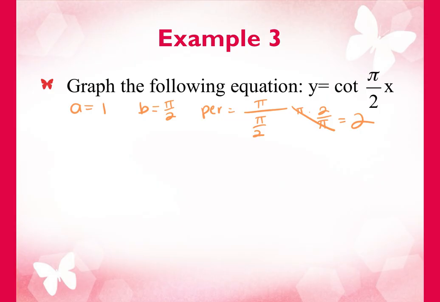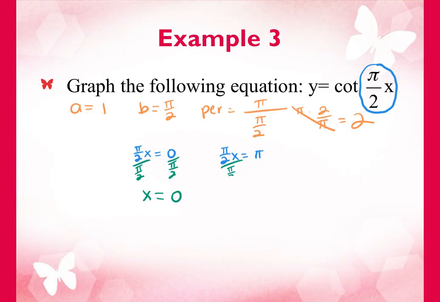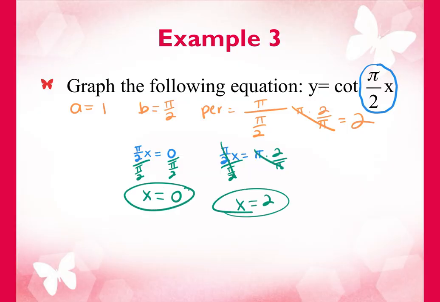It's still radians. So now I'm going to say bx minus c, which is what's next to cotangent, pi over 2x, equals 0 and pi, because that's where your original cotangent function is undefined. Then we divide by pi over 2. 0 divided by anything is 0. Divide by pi over 2, or change, flip, and x equals 2. These are our middle 2 asymptotes.